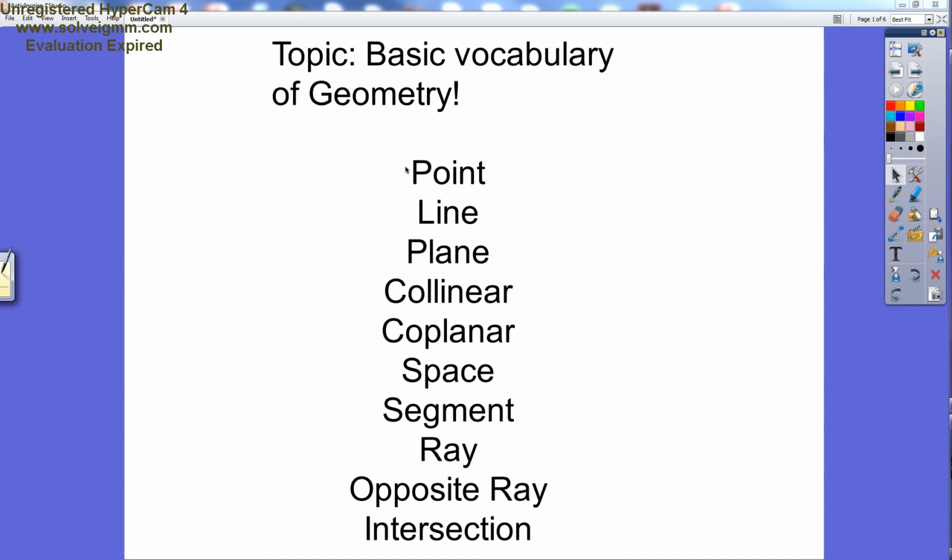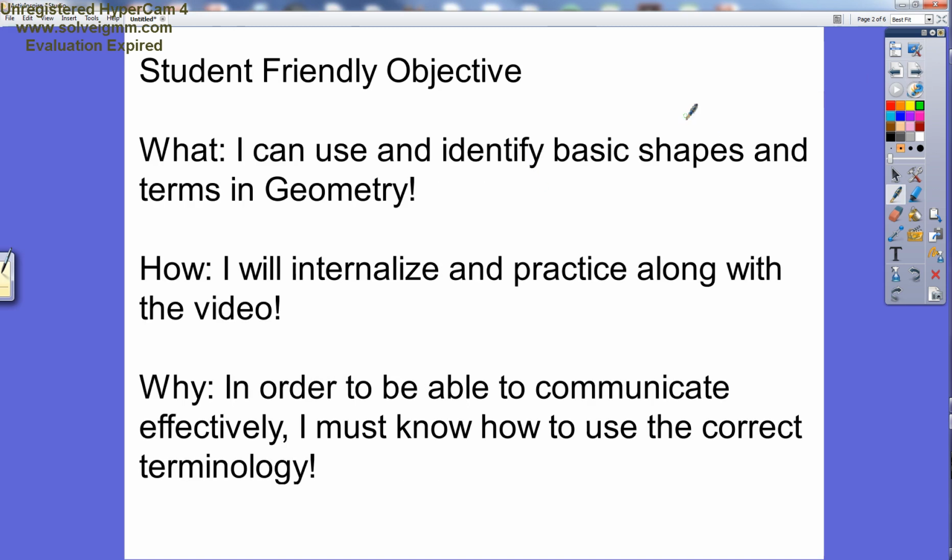Today we are going to begin by talking about this one. We'll get into it in a second, but first, let's talk about what we're going to talk about today. We're going to be able to use and identify basic shapes and terms in geometry. You're going to do this by basically just going along with the video. You're free to pause the video at any time, rewind.